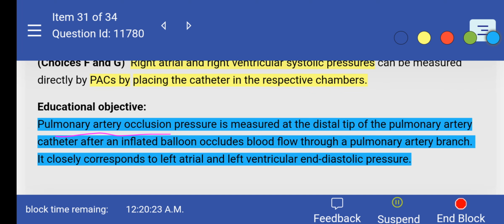So pulmonary artery occlusion pressure is measured at the distal tip of the pulmonary artery catheter after an inflated balloon occludes blood flow to the pulmonary artery branch. It closely corresponds to the left atrial and the left ventricular end diastolic pressure.